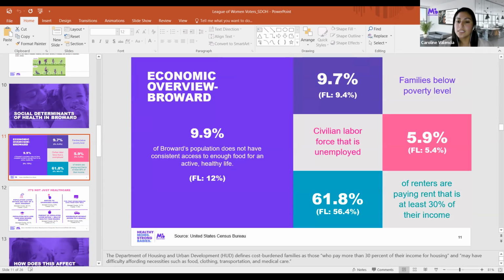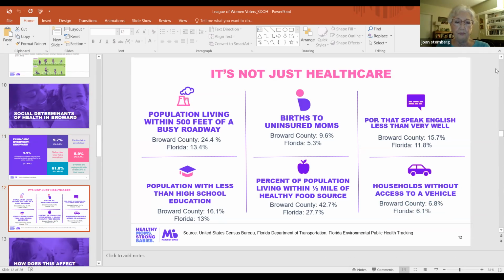And this last one is, HUD uses the threshold that if you pay 30% or more of your income on housing, it puts you at risk of not being able to pay for other items such as food, clothing, transportation, and medical care. So we know that rent is rising, but 62% of renters in Broward are paying more than 30% of their income on rent.